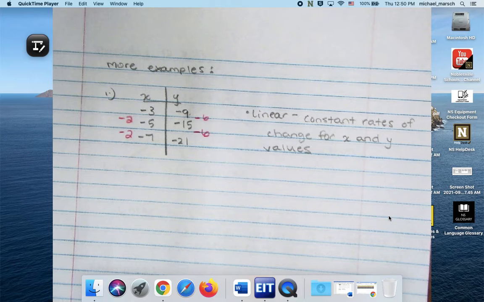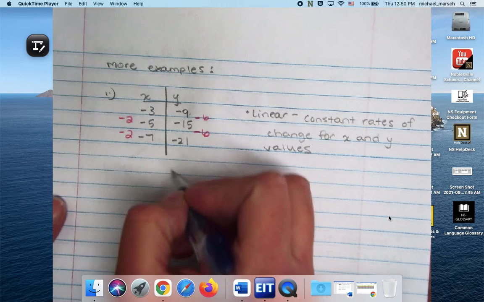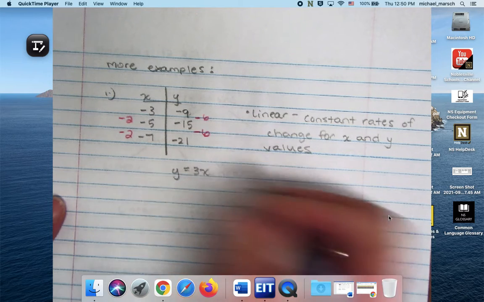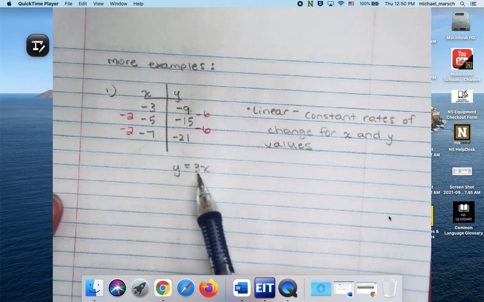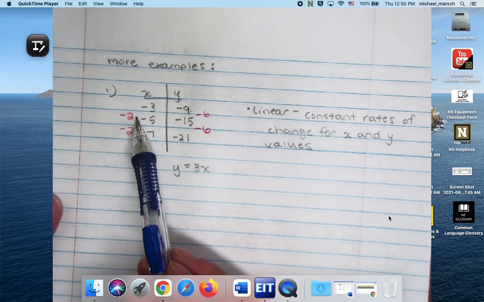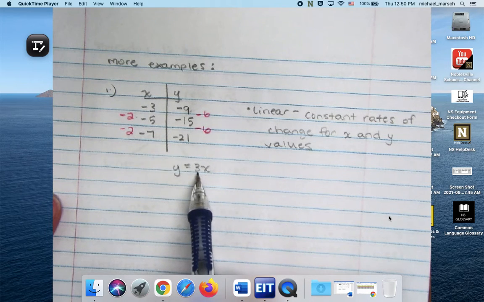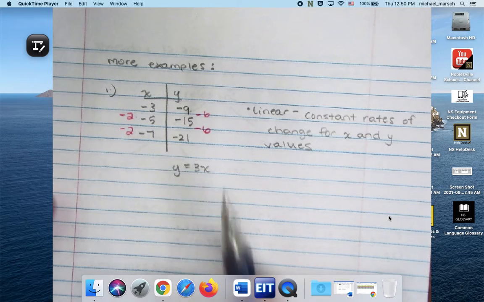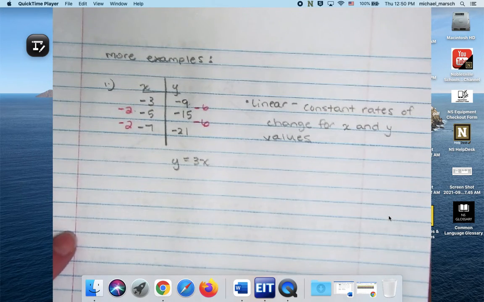This does have a rule though, if you wanted to come up with a rule. What would the rule be to get from my x values to my y values? Emma? Times by 3. Yeah, y equals 3x. Which, for those of you that are like, how did you get that 3? Negative 6 divided by negative 2 is 3. Yeah, but we're not super concerned with slope at this point.